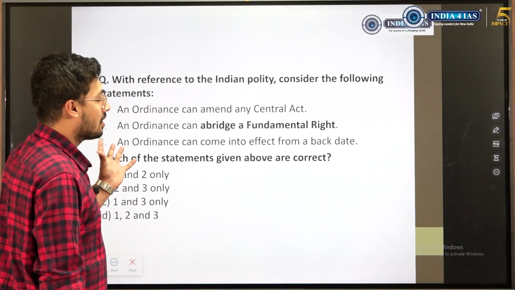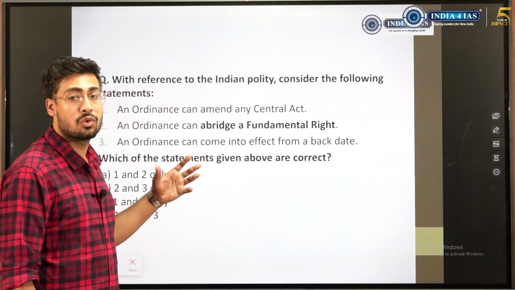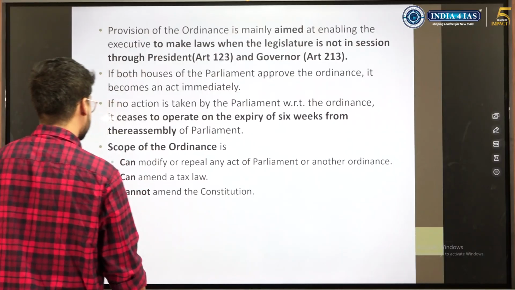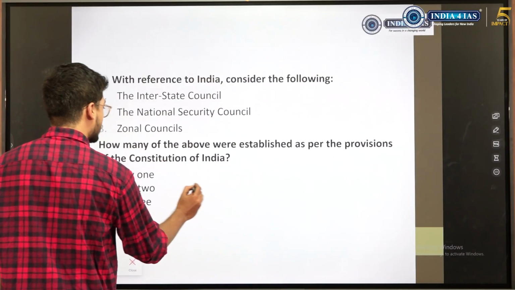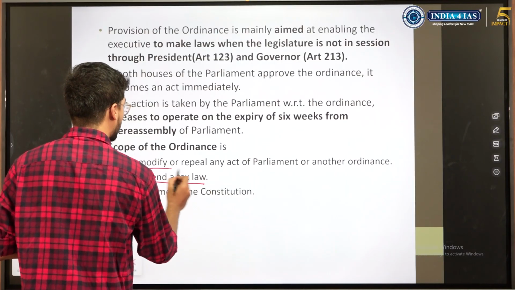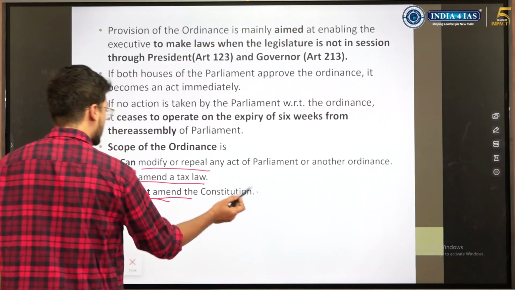So the fact that an ordinance cannot amend the constitution stays in our mind. But here, the application part is that to make changes to fundamental rights also, the constitution needs to be changed. Like I said, it can be used to amend a tax law, modify, or repeal any act of parliament or ordinance, but it cannot be used for constitutional amendment.